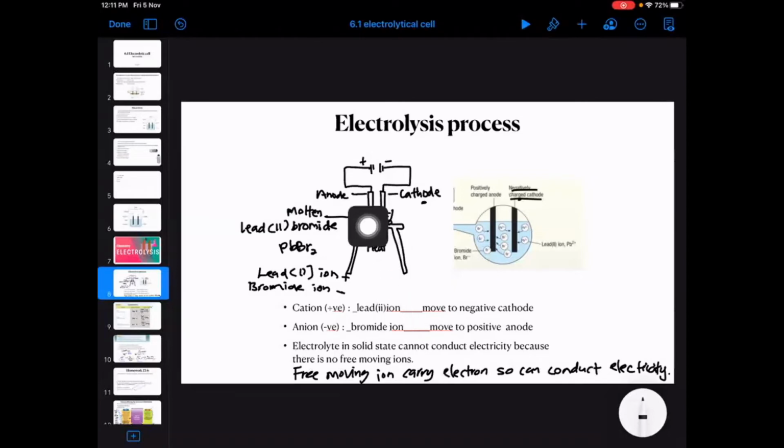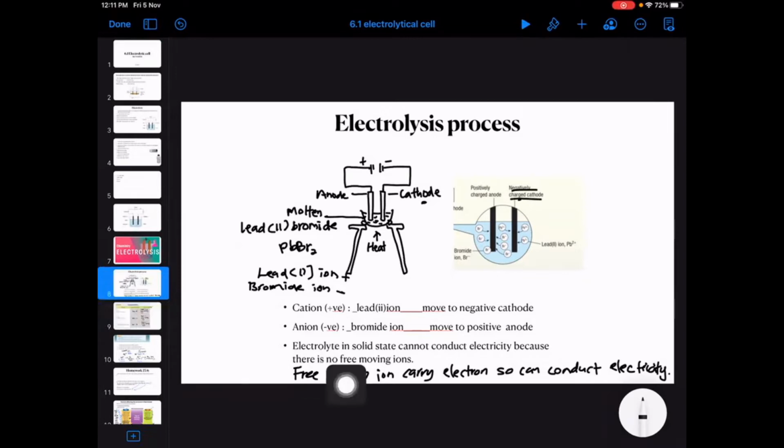Because of the electric current flowing through, because of the electrons flowing through the circuit, this lead bromide is being decomposed, or broken down, into lead ion and bromide ion, and they are separated into two electrodes. Lead will go to the negative cathode, bromide will go to the positive anode. So they are separated, they are decomposed. This is a chemical reaction.